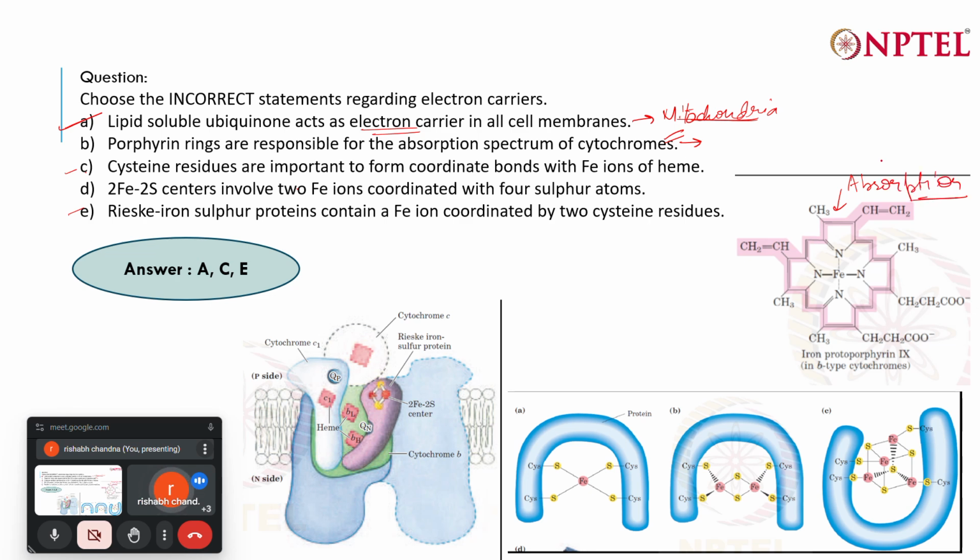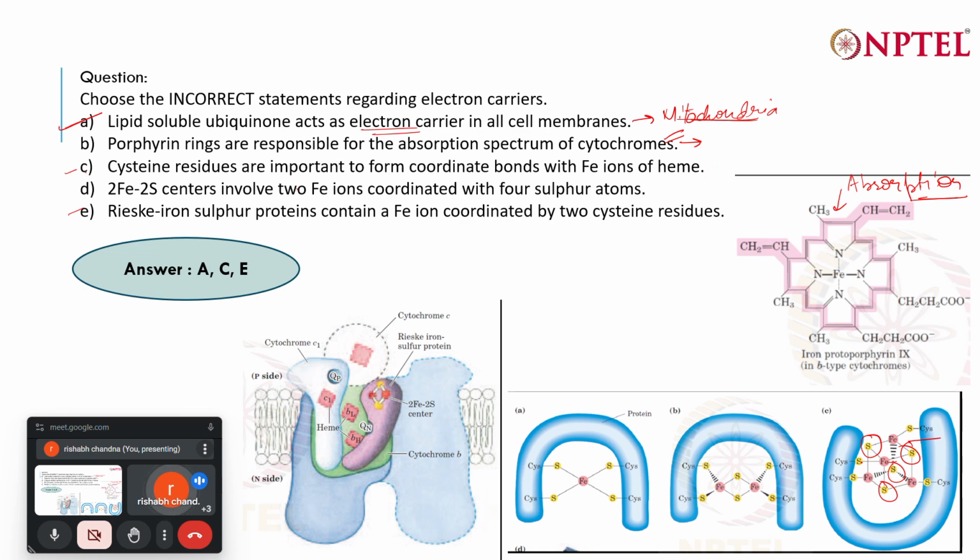Okay, so all these components are involved in the absorption of light in both photosynthesis and oxidative phosphorylation. Then moving on to C, that is, cysteine residues are important to form coordinate bonds with Fe ions of heme. So yes, although it's important, more than cysteine, other sulfur molecules are also involved in forming the coordinate bonds. So this is not completely correct, it's partially correct basically.